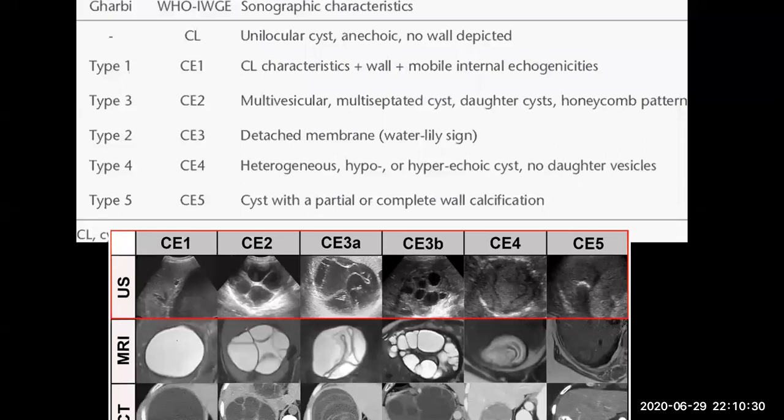Type two, and type one, is it active or not active? Which one is active, which one is not active? Type 1 and 2 are active. Type 4, 5 are not active. And type 3 is intermediate. Intermediate can be active, can be not active. It depends on the case. Any question on hydatid cyst and its classification?